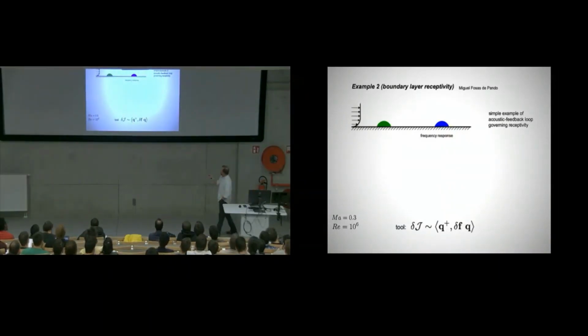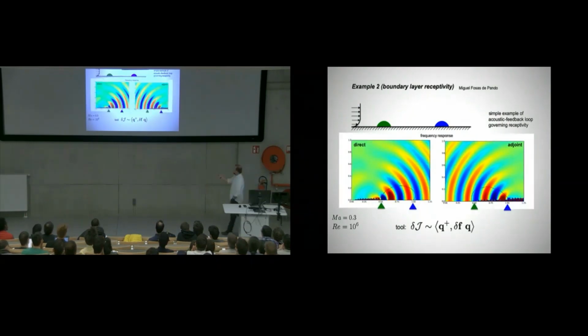Same thing goes for, second example, a boundary layer receptivity. Let's say we have a boundary layer, very, very classic. Many papers written about that one. And you have a bump here and a bump there. And you have a compressible boundary layer. Okay? Mach 0.3, Reynolds number of 1,000,000. And you want to know something about the resonance, acoustic resonance between these two bumps, okay, and how to manipulate that one. This is the part that you have from the forward problem.